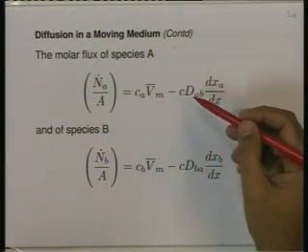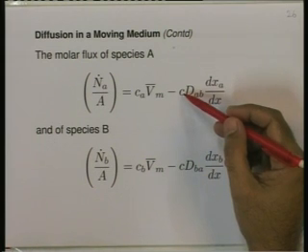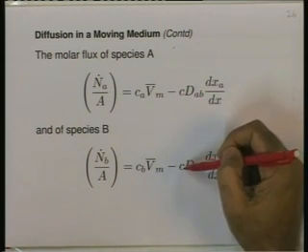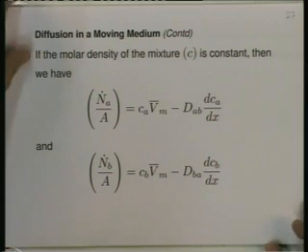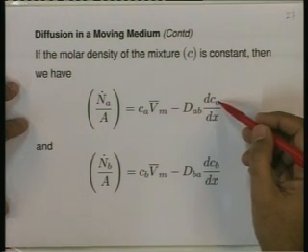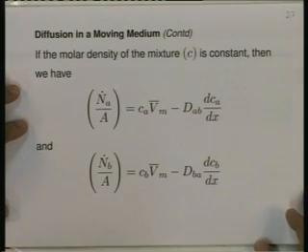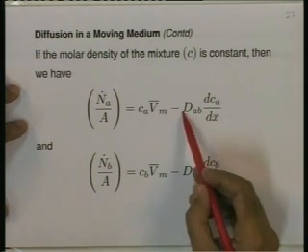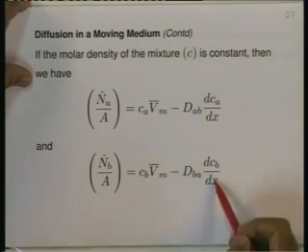In these expressions, it is not necessary that the molar density of the mixture C be uniform, but if it is uniform or constant, then the expressions which we just saw can be replaced by slightly simpler forms, not in terms of mass fractions as in this case XA and XB, but in terms of molar densities Ca and Cb. These are the same expressions, except that C being a constant, we can move it inside the derivative sign.